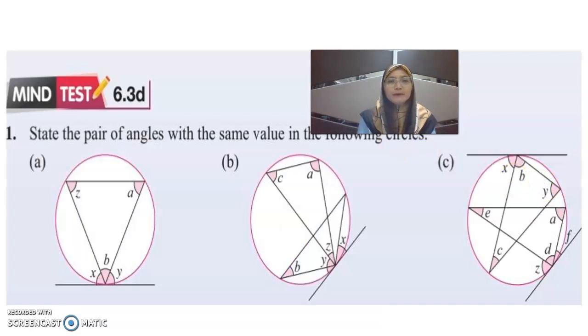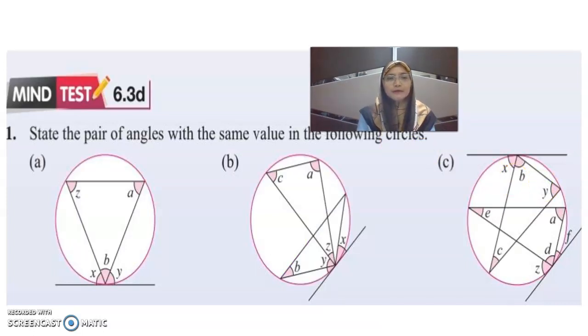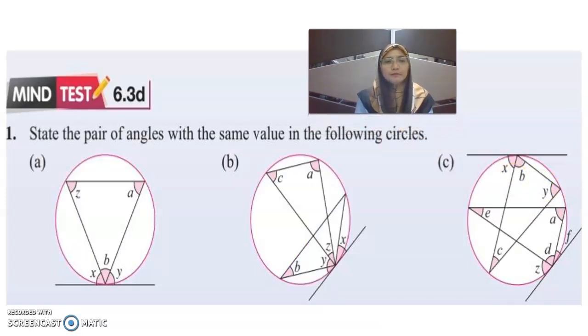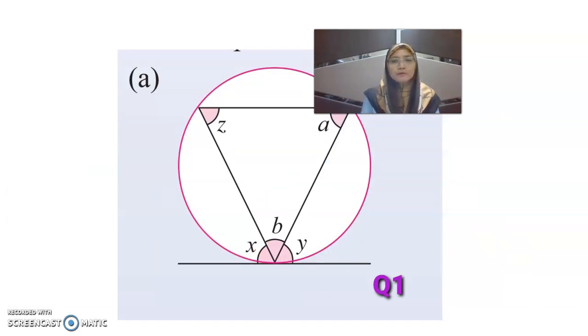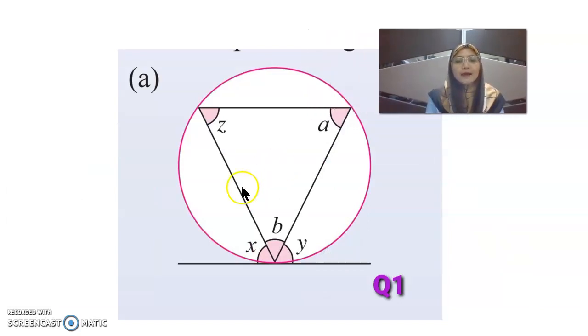Let's do this mind test 6.3D. State the pair of angles with the same value in the following circles. Find what are those exterior angles. The exterior angles that we may find are X and Y.